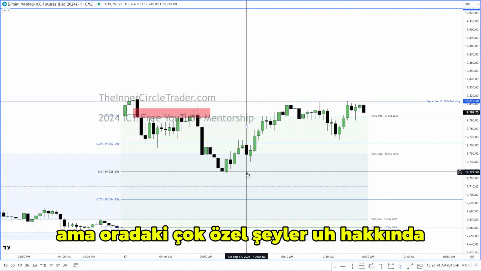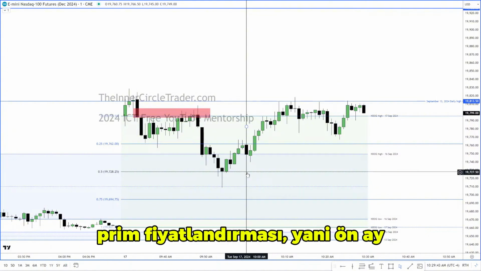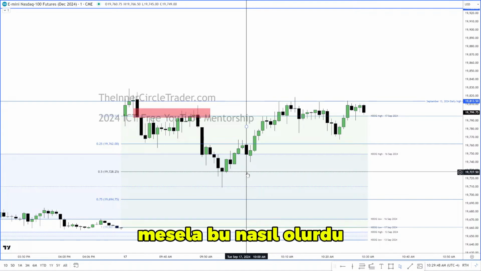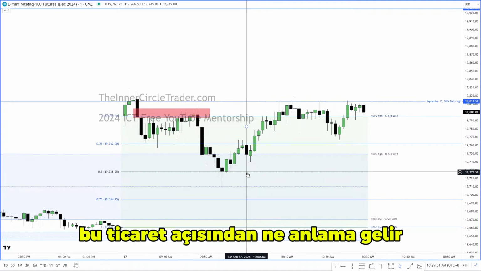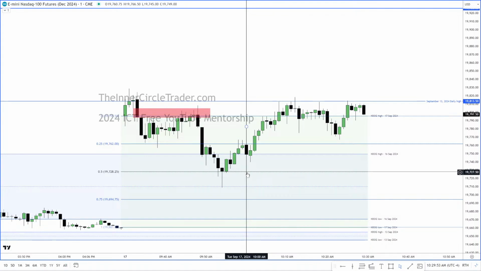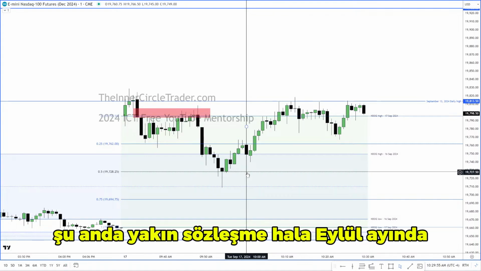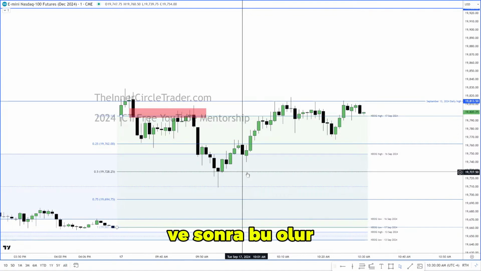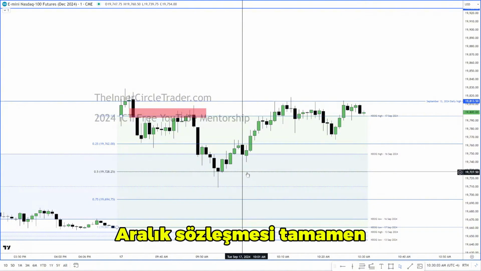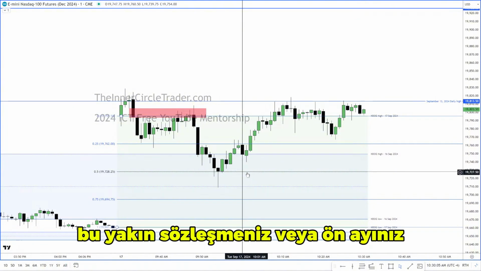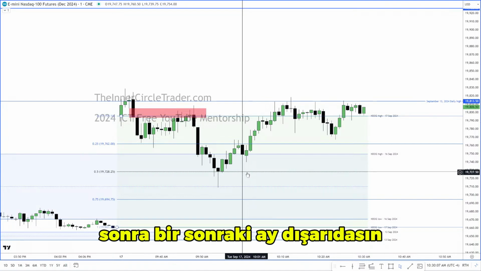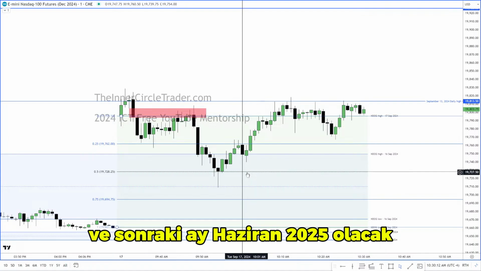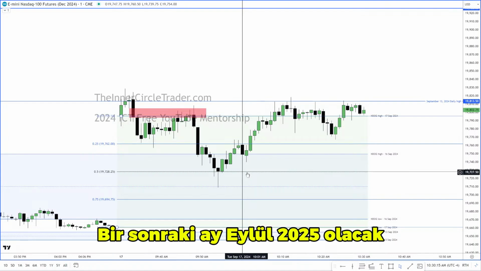But the very specific things in there about premium pricing, that means the front month is more expensive than the distant months. For instance, what would that mean in terms of trading the S&P or NASDAQ? Right now, the nearby contract is September still, and it's going to expire. And then it becomes the December contract entirely. So that's your nearby contract or front month. Then you have the next month out, which would be March 2025. And then the next month out would be June 2025. The next month out would be September 2025.